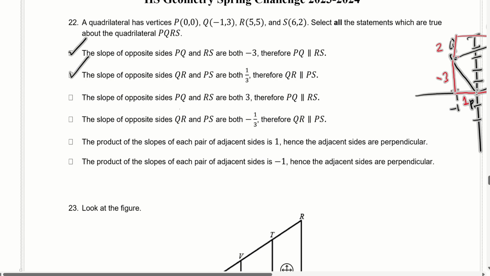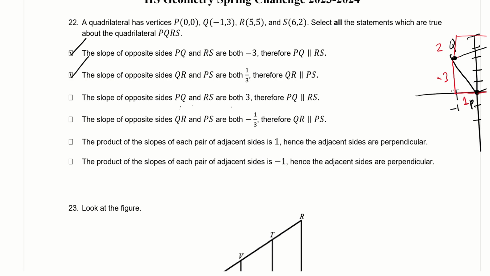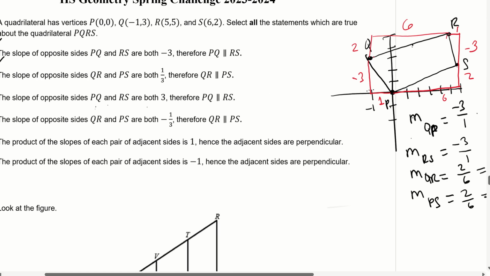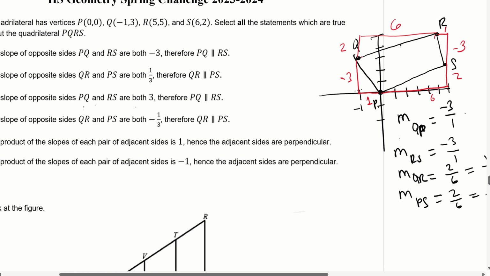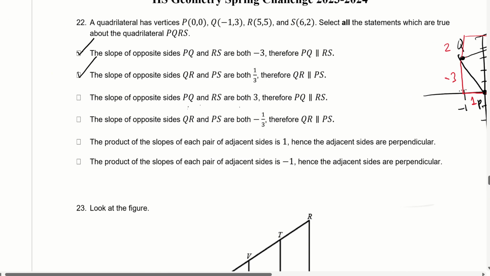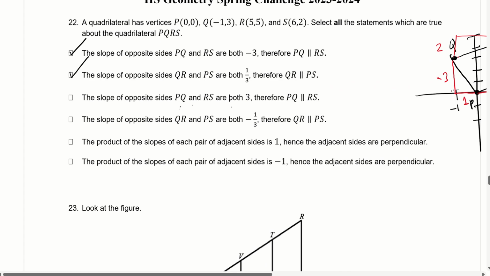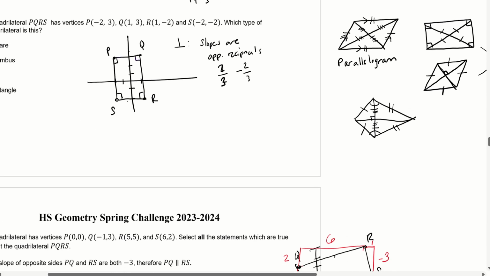And then it says the slope of the opposite sides, PQ and RS, are both 3. No, so we just said that it was -3, right? So it can't be that. So let's get rid of that. And then the slope of opposite sides QR and PS are both -1/3. No. The product of the slopes of each pair of adjacent sides is -1. Hence, the adjacent sides are perpendicular. That's what we were talking about over here.